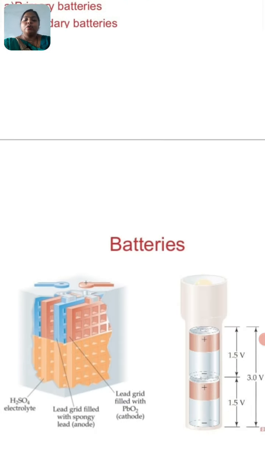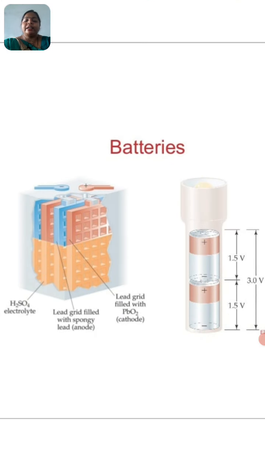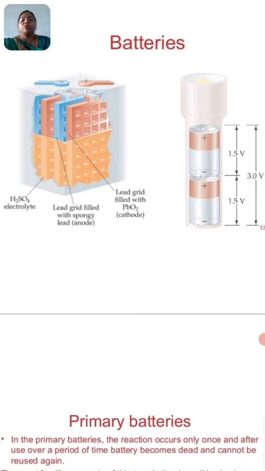सेल से change होती है. So the diagram of the battery is here. SO4 and electrodes are shown here: the lead grid filled with spongy lead and the lead grid filled with PbO2.